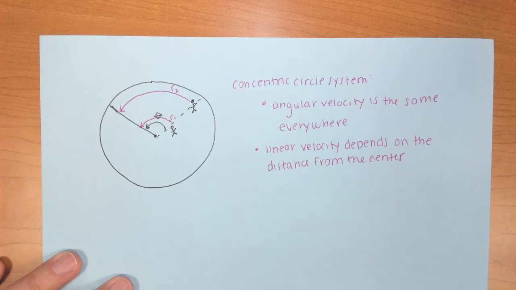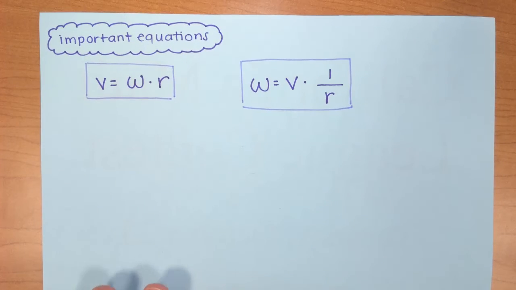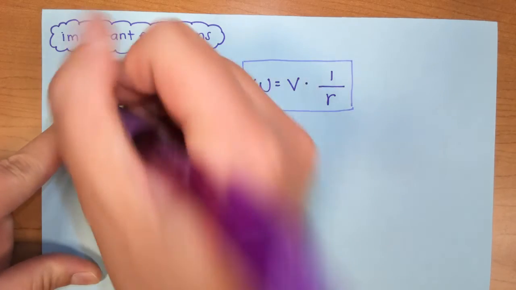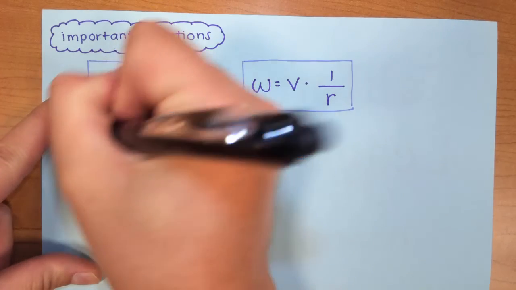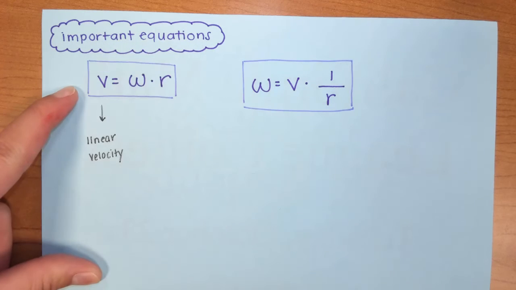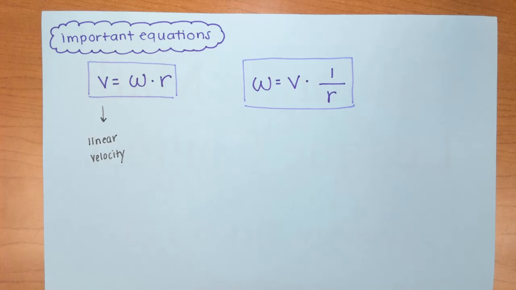All right, I will clarify this on Monday, but let's talk about those important equations. Two important equations you have to know for this unit. Let's talk about what they mean, and then we're going to use them in the notes. First important equation, linear velocity. Let's label that. V is going to stand for linear velocity. What is linear velocity? Linear velocity is things like miles per hour, kilometers per hour, inches per minute. It is a measurable distance in linear terms over time.